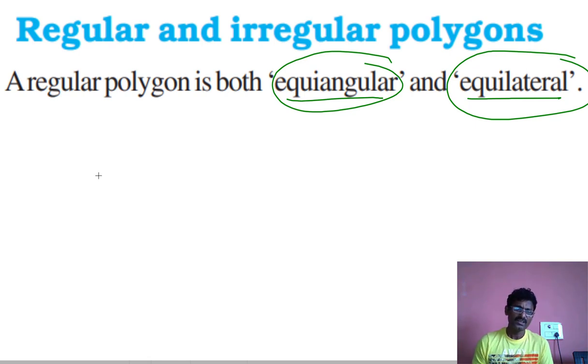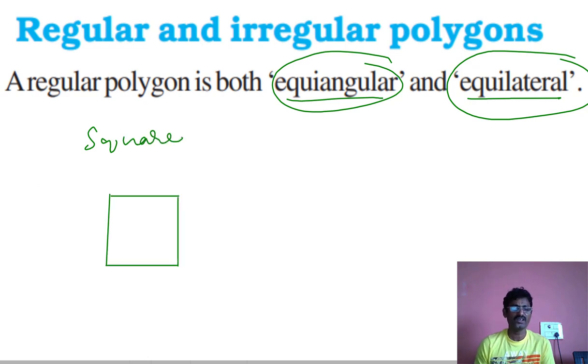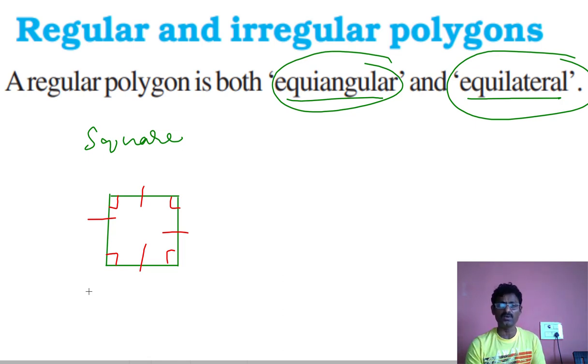For example, if we take a square, suppose this is a square. In this one, all the angles are 90 degrees. So it is equiangular, and all the sides are equal. If all the sides are equal, that is said to be equilateral. So in this case, equiangular as well as equilateral. So it is a regular polygon.